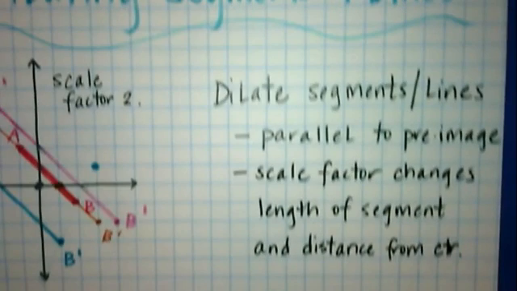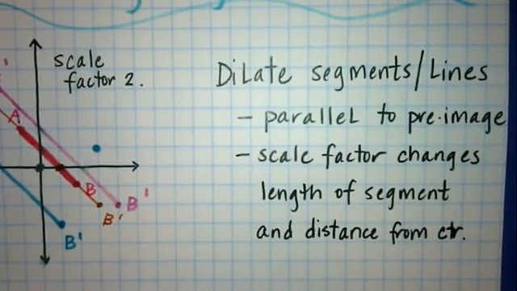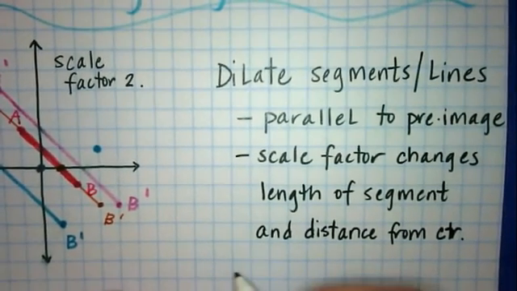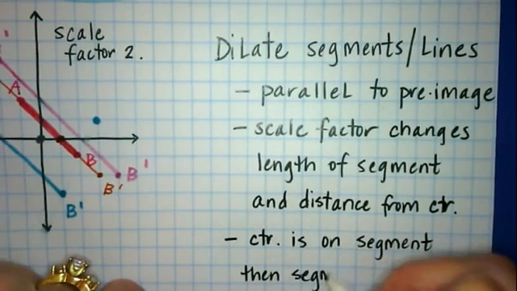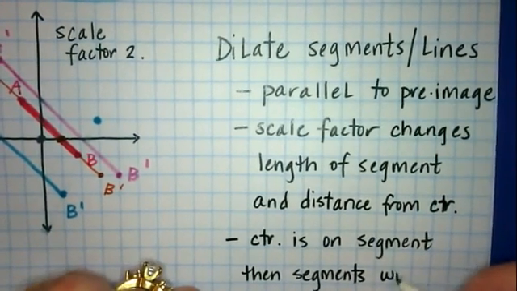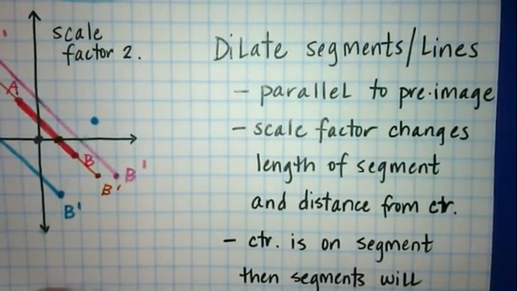So when we dilate segments, things that you need to remember is it's always going to be parallel, and then the scale factor not only changes the length of the segment, it's also going to change the distance that the segment is from the center point that you're using to dilate. And then if your center of dilation is on your segment, then the segments will overlap. And hopefully that makes sense to you as well.